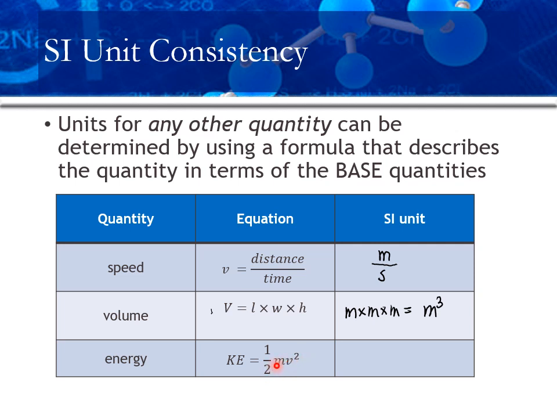The m stands for mass. The v stands for speed. 1/2 is just a number. It does not have units. So when I come up with the units for this, 1/2 has no units. Mass, of course, has units of kilograms. Speed, we just said, has units of meters per second.